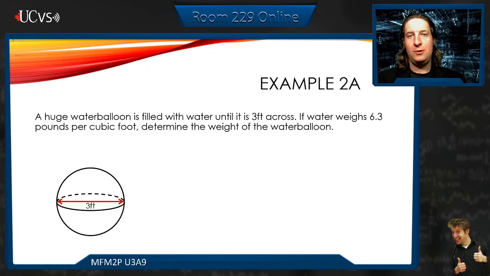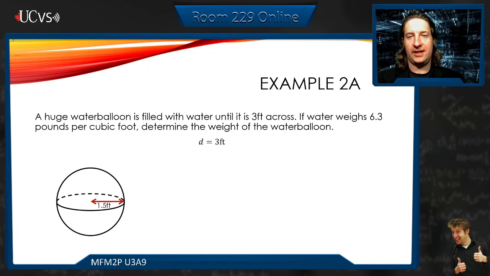Spheres now. So we have a huge water balloon. We're going to fill it with water until it is 3 feet across. Okay, 3 foot across water balloon. Water weighs 6.3 pounds per cubic foot. If you have a foot by foot by foot cube, that's going to weigh 6.3 pounds. How much does this massive 3 foot across water balloon weigh? So first thing we have to do is calculate the volume of our water balloon, to calculate how much water we use to fill it up with.